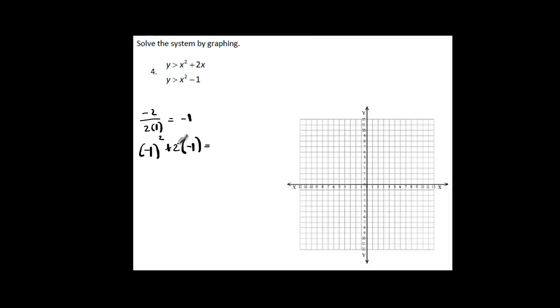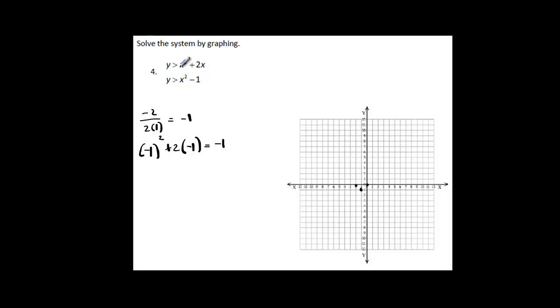This is 1 minus 2, which is negative 1. So the vertex of the first one is right here. Let's find some more points on this one. This has a y-intercept of 0, so let's plug that there and there.